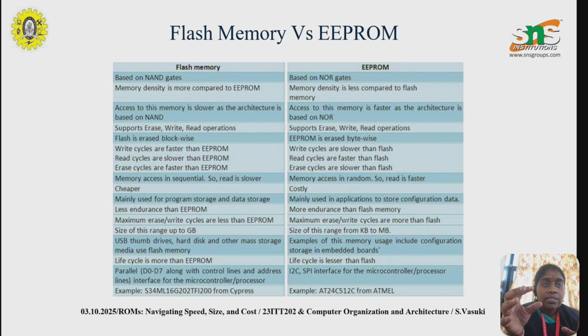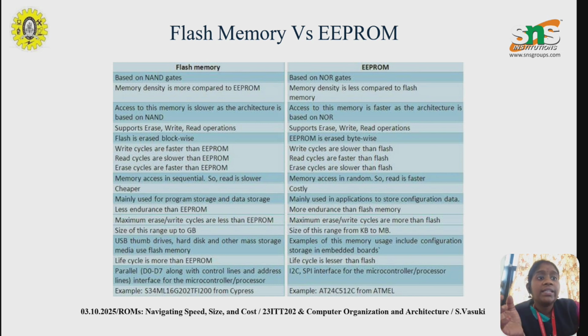How it is used: program storage, USB drives, SSDs and memory cards, etc. Endurance of flash memory is lower. Fewer write or erase cycles are possible, and capacity can go up to gigabytes. Interface is usually a parallel interface. An example, Cypress. And EEPROM is based on the NOR gate, and memory density is lower.